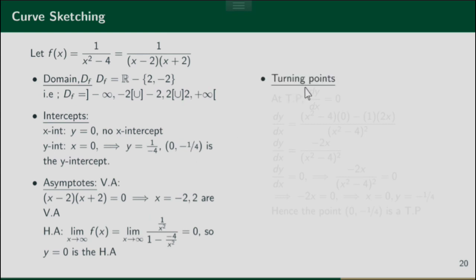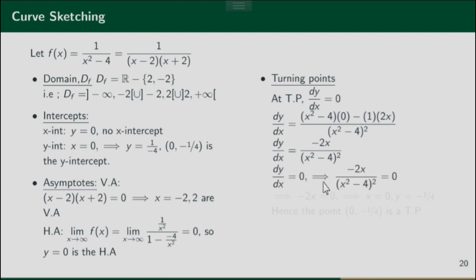What about the turning point? To obtain the turning point, we need to find dy by dx, equate it to 0 and solve that equation. So dy by dx will be equal to, using the quotient rule to differentiate, the bottom x squared minus 4 multiplied by the derivative of the top 0, minus the top 1 multiplied by the derivative of the bottom 2x, divided by the bottom squared, x squared minus 4 all squared. The first term gives 0 and I have negative 2x divided by x squared minus 4 all squared.